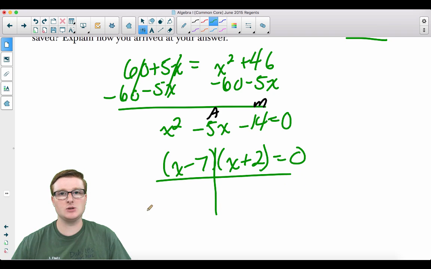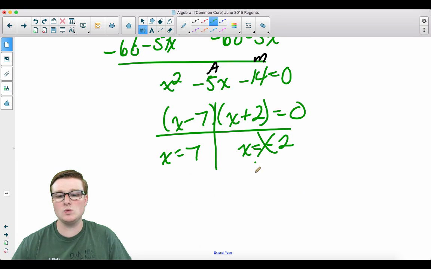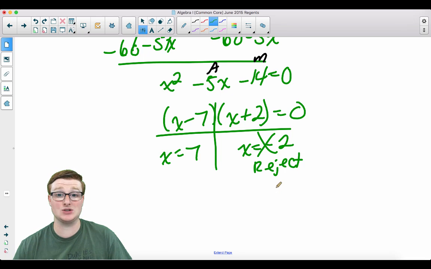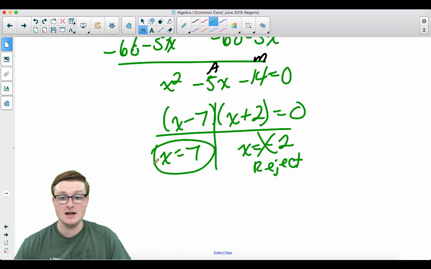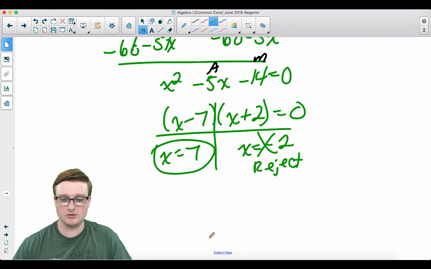So now we do our T-bar. X is equal to 7, x is equal to negative 2. Since x is weeks, and since there's no such thing as negative 2 weeks, this could be rejected because it is considered an extraneous root. So, 7. So now we need to figure out, well, we got the value of x, and then it says explain how you arrived at your answer.